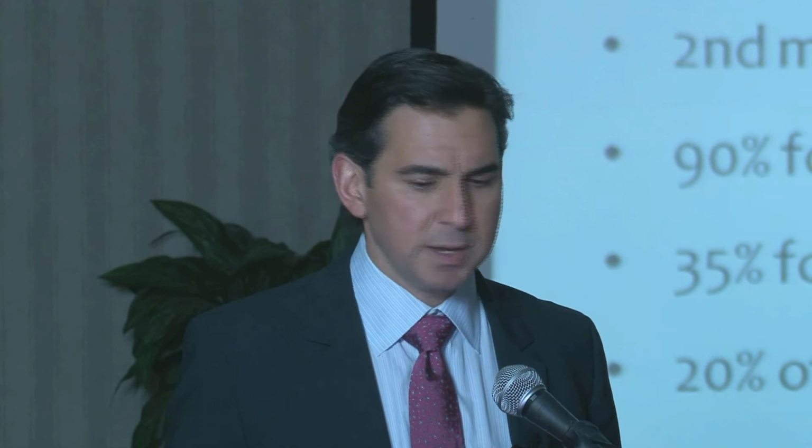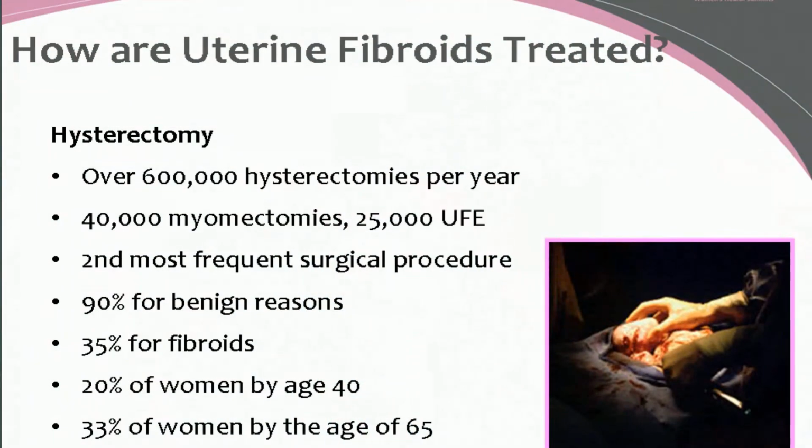So a hysterectomy is very common. About 600,000 hysterectomies are done per year, compared to about 40,000 myomectomies and about 25,000 uterine fibroid embolizations. It's the second most frequent surgical procedure, and about 90% of these are done for benign reasons, with the most common being fibroids.